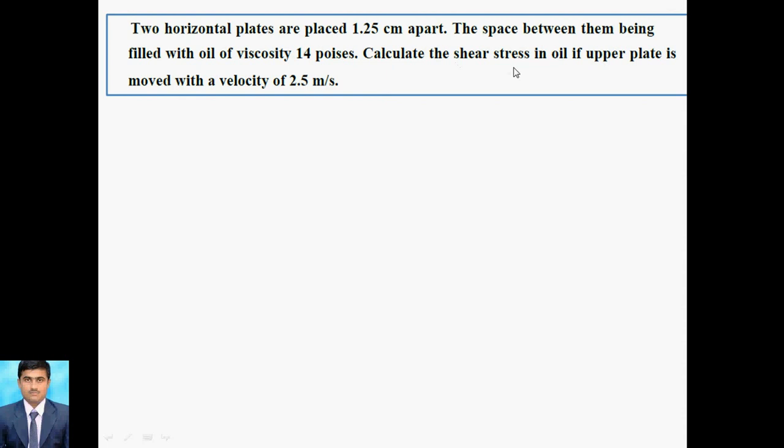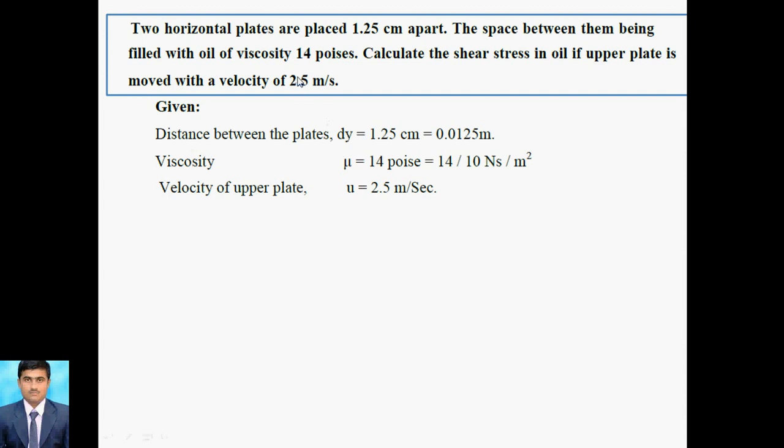Then calculate the shear stress, tau, which is unknown, and the velocity is 2.5 meter per second. So the velocity is given to you. Likewise the distance is 1.25 centimeter, which we convert to meter, 10 to minus 2. Then the viscosity, 14 poise, we divide by 10 to get Newton second per meter square. This is the conversion of CGS to SI unit. The velocity of the upper plate, u, is 2.5 meter per second.